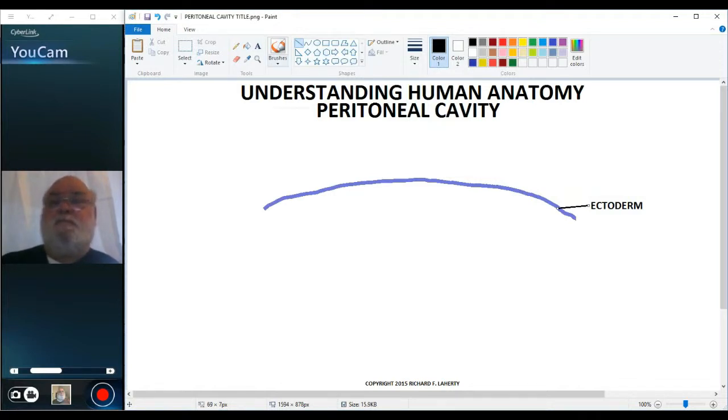The ectoderm invaginates in the midline and forms a tube, the neural tube. And so let me then sketch in the neural tube here. And it is an invagination of the surface ectoderm, so it's still ectoderm. And it will form our nervous system.